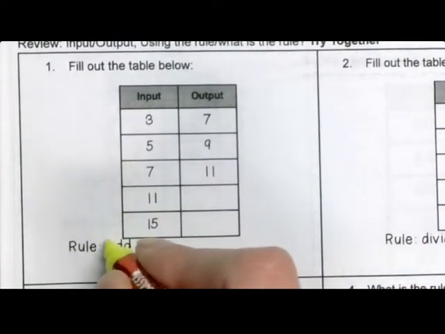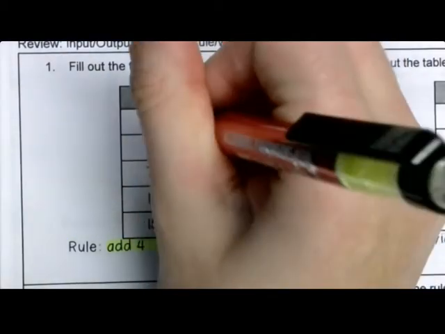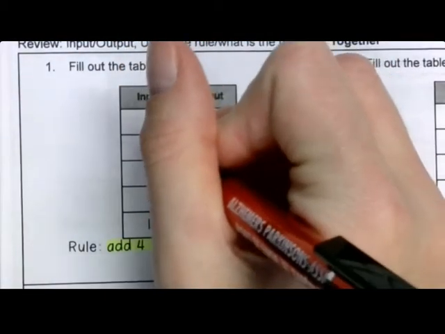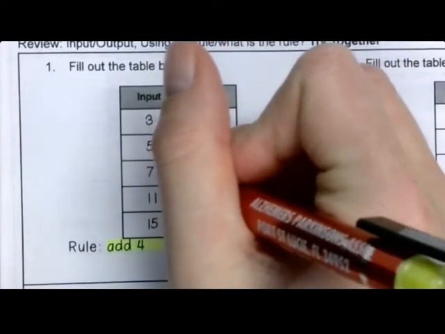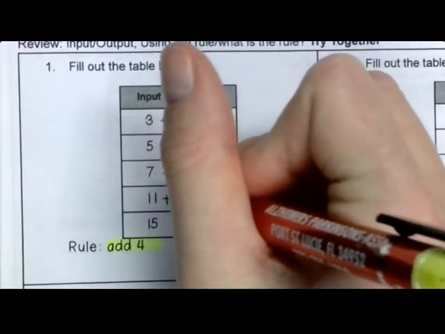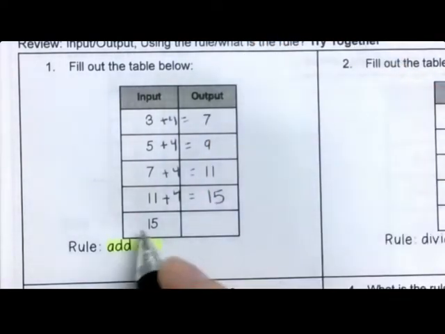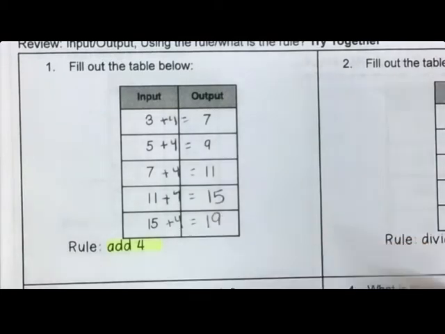So in this one, it tells us our rule is to add 4. So if I take 3 plus 4, I get 7, right? I take 5, plus 4, I get 9. 7 plus 4, I get 11. So what if I do 11 plus 4, what does that give me? 15. What if I do 15 plus 4, what does that give me? 19. These are not very hard, are they?